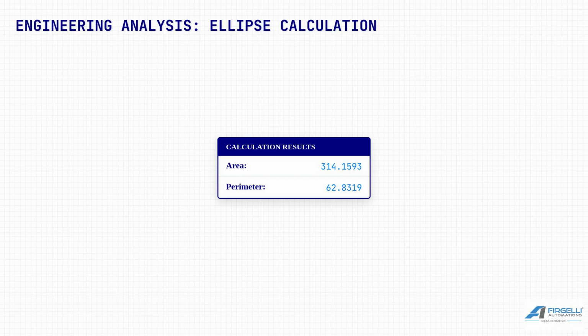The area equals 314.1593 square units, which represents the total surface area enclosed by the ellipse. The perimeter, approx, is 62.8319 units, giving us the distance around the ellipse's edge.